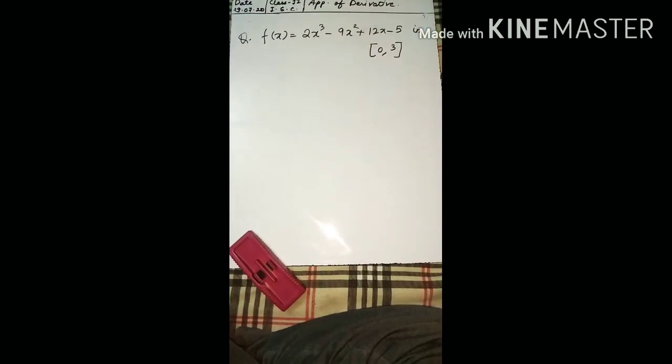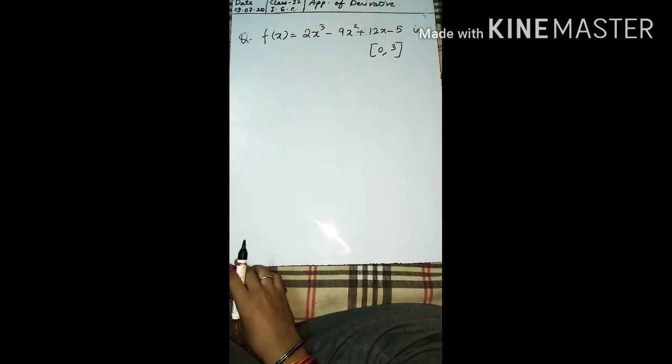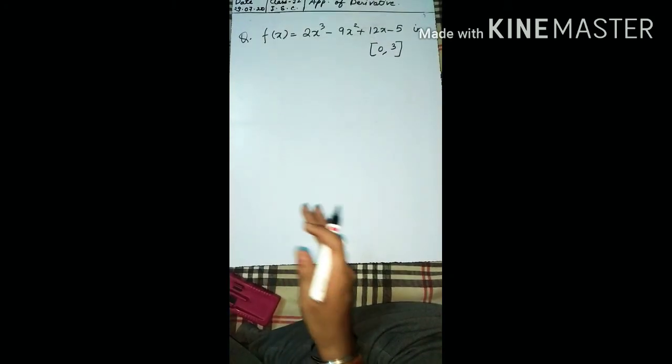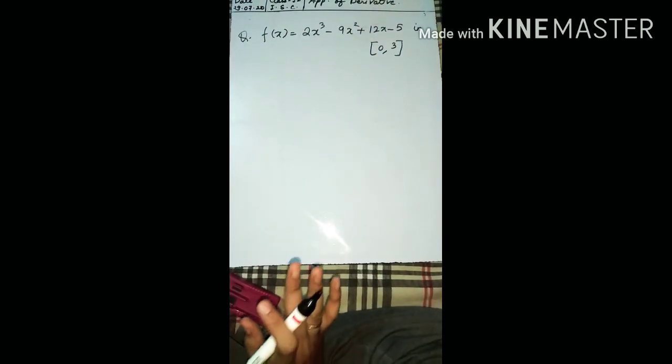Alright, let us come to this question. It says f(x) is equal to 2x cube minus 9x square plus 12x minus 5 in the closed interval 0 to 3, and we need to find the absolute maximum and absolute minimum values of this function.